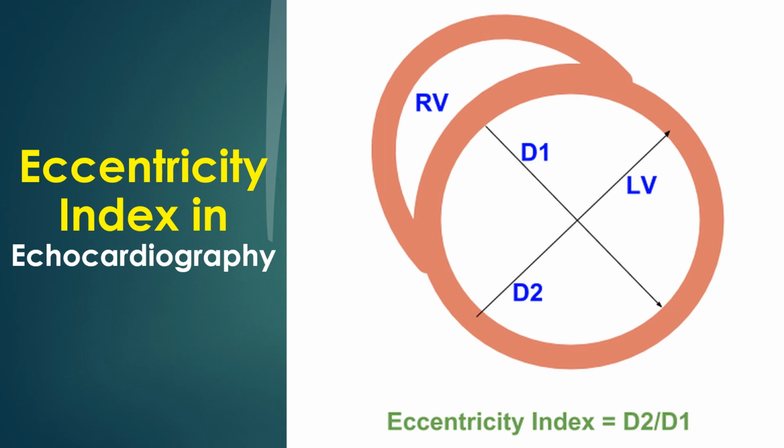Eccentricity index is an echocardiographic index for separation of right ventricular volume and pressure overloads. Abnormal motion of the interventricular septum can occur in both right ventricular volume and pressure overloads. Ryan and associates have described a method to differentiate between the two.